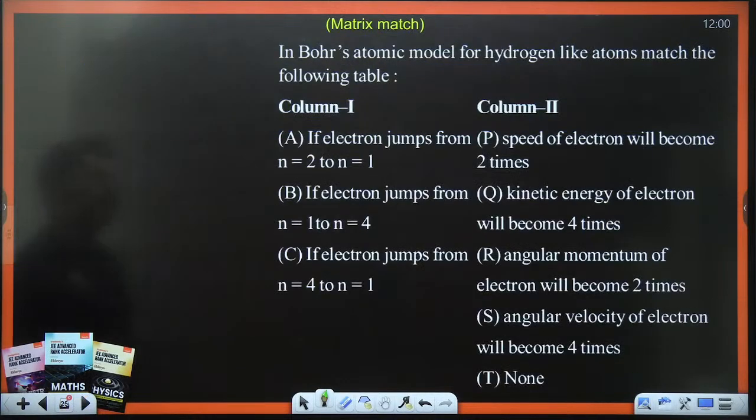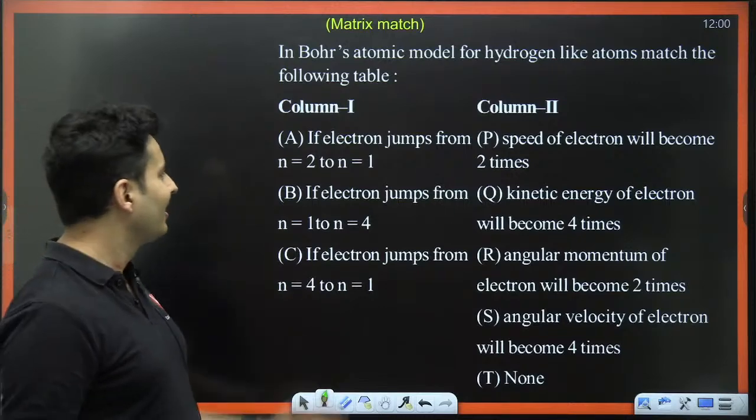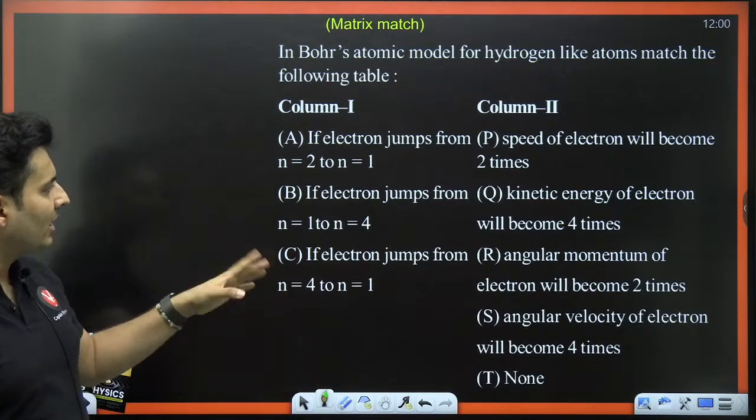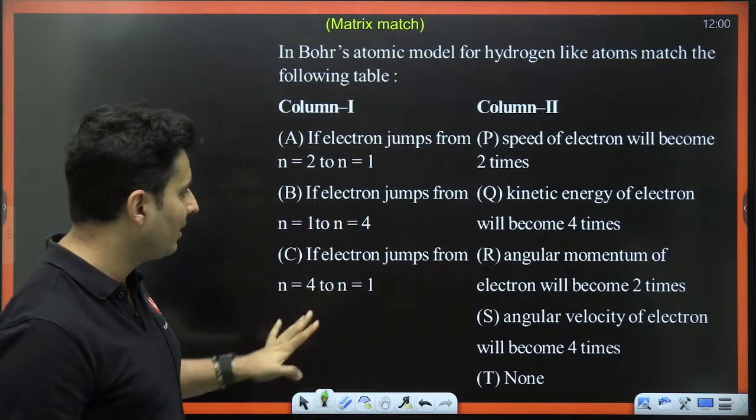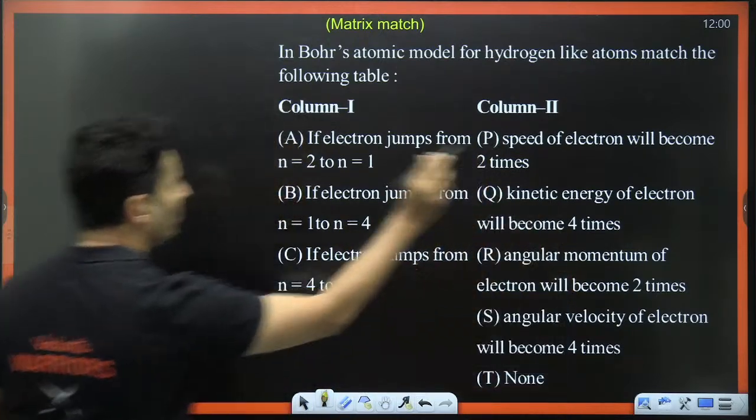Bohr's atomic model for hydrogen-like atoms: match the following. Electron jumps, kinetic energy, speed, angular momentum, angular velocity. Okay, we should know everything.